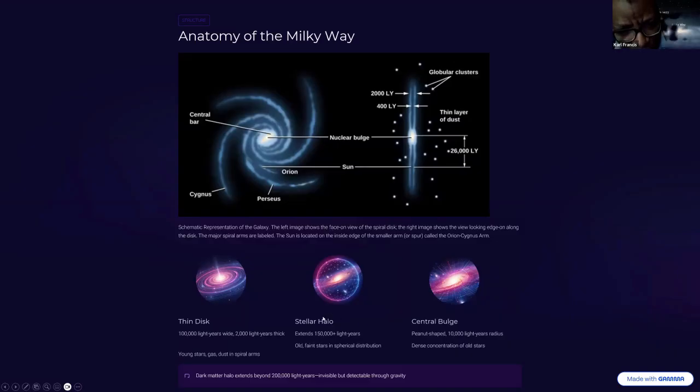And the stellar halo extends to about 150,000 plus light years, right? It consists of old, faint stars in spherical distribution. Okay. The thin disk is, as we mentioned before, about 100,000 light years wide, 2,000 light years thick, and it's full of young stars, gas, and dust in the spiral arms.